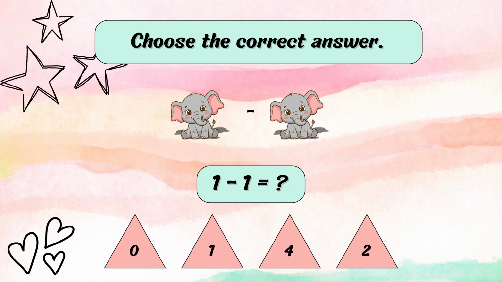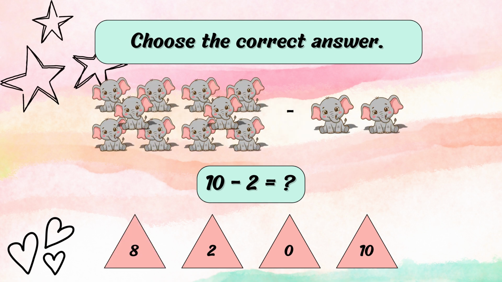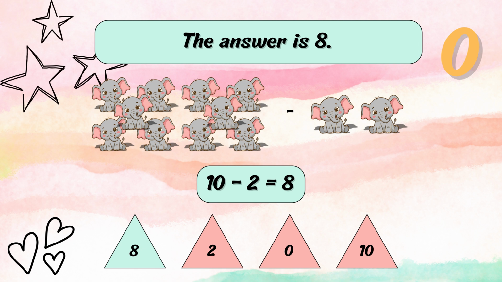Choose the correct answer. 1 minus 1 equals? The answer is 0. 1 minus 1 equals 0. Choose the correct answer. 10 minus 2 equals? The answer is 8. 10 minus 2 equals 8.